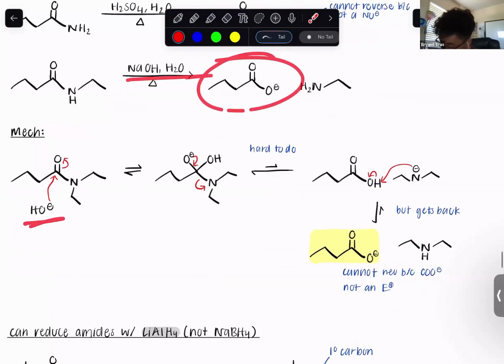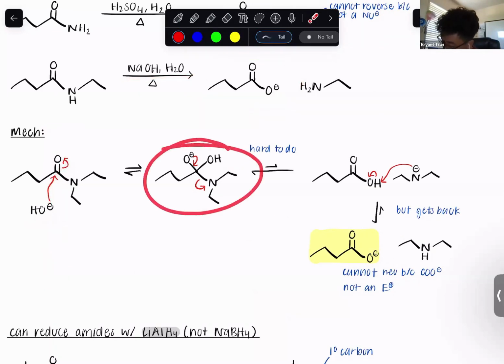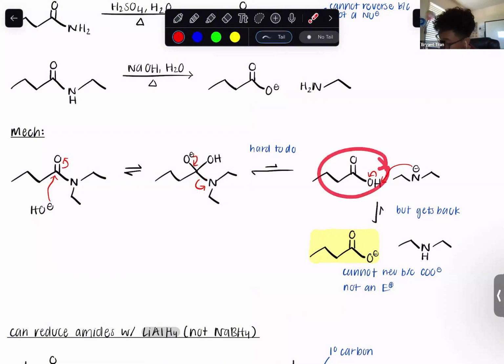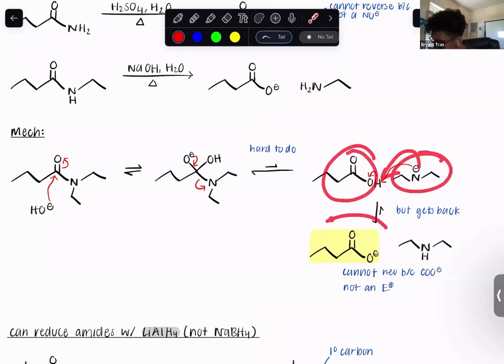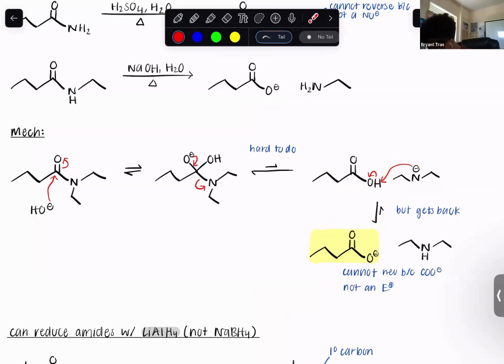The mechanism is here. Attack the carbonyl, push the bond to the oxygen, get this tetrahedral intermediate, reform the carbonyl, kick out that leaving group to get this carboxylic acid. But because we're in basic conditions and we kick out this bad leaving group, which is unstable, it is going to deprotonate the carboxylic acid to this carboxylate right here, right?